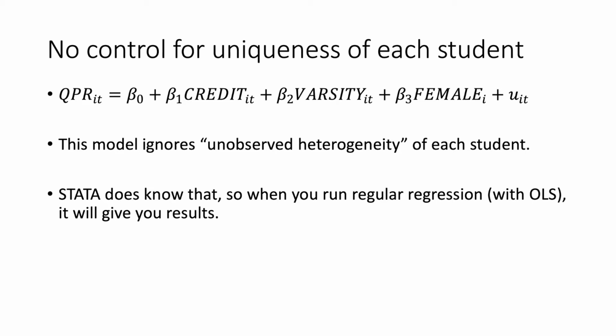So we start out with this model, and the way this model is written, it ignores unobserved heterogeneity of each student. And STATA doesn't know that unobserved heterogeneity might be a problem. So when you run a regular OLS regression, STATA is going to give you results no matter what. So we'll see something like this with the reg command.